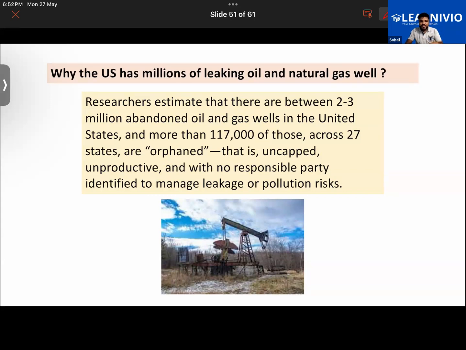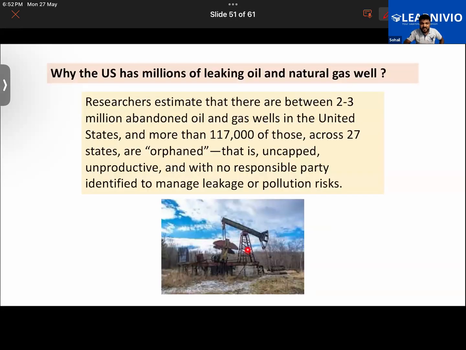Normally, when a well has dried up, they should fill it with cement so that there are no toxic gases coming out from it. For example, what will happen now? From these abandoned oil wells, toxic gases will start to come out, like methane.